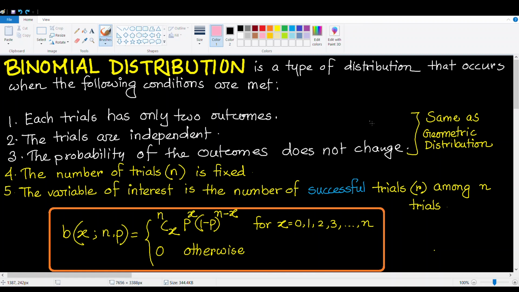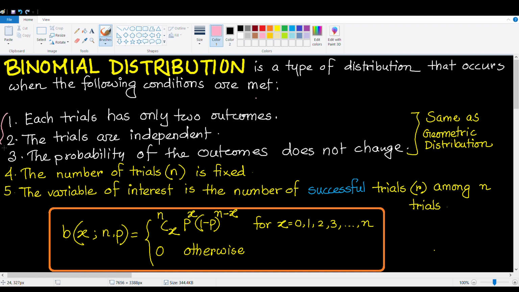In this part of the lecture, we will talk about mean, variance, and standard deviation of binomial distribution. Before we get there, let's discuss what are the conditions that are to be satisfied for a distribution to be binomial distribution. Binomial distribution is a type of distribution that occurs when the following conditions are met.